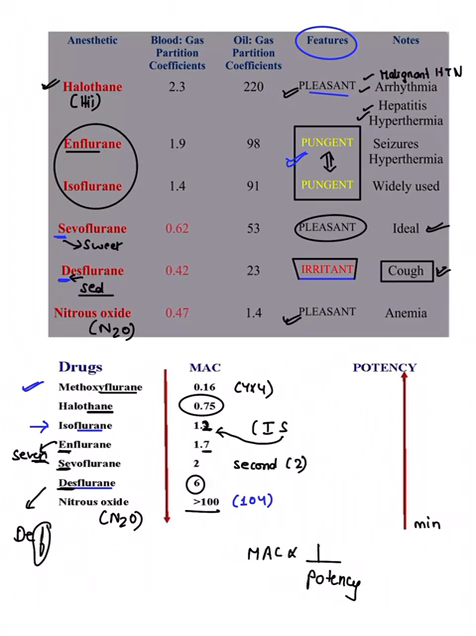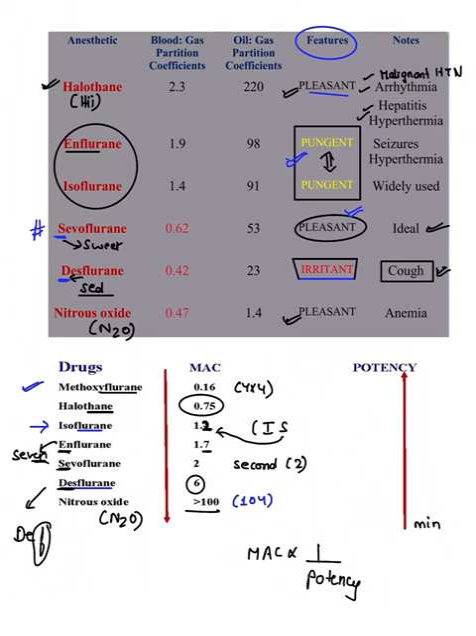Now coming on, guys, to sevoflurane. You can remember sevo: S for safe, S for sweet, you can remember, guys. It is a pleasant odor when it is sweet. And this is the most ideal anesthetic for pediatric children. You know, children like sweet. It does not have a pungent odor, so it is the most preferred in pediatrics, guys.